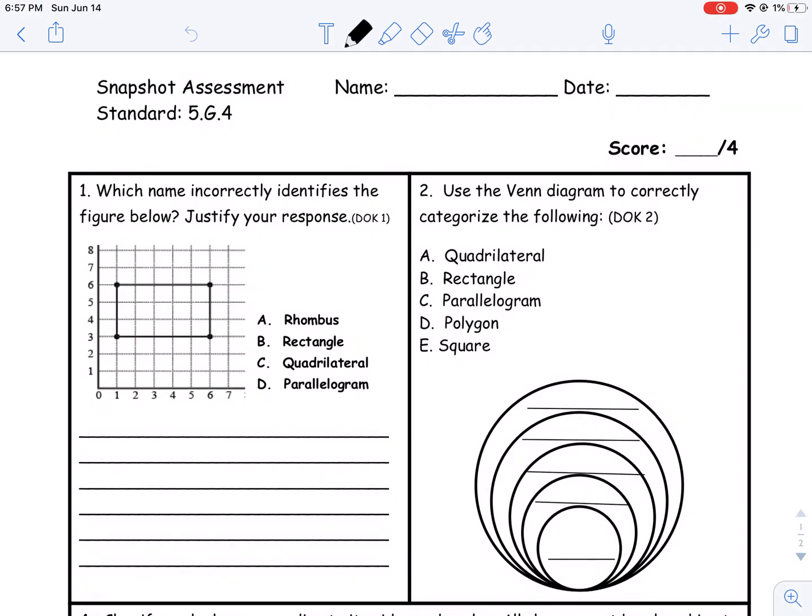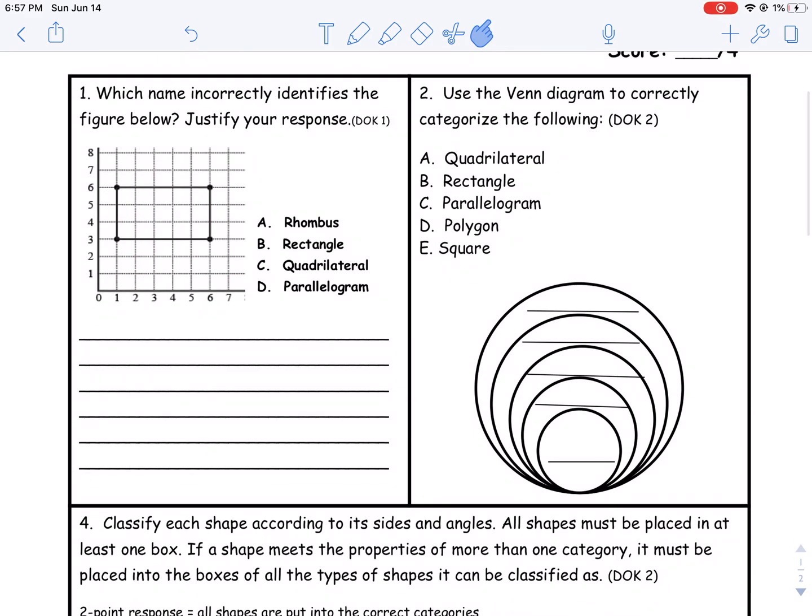Okay, we are on snapshot assessment standard G.4. Number 1 says, which name incorrectly identifies the figure below? Justify your response. So we have to know all things about all four of these different shapes in order to know whether or not it correctly or incorrectly justifies it. I am actually going to start out of order.